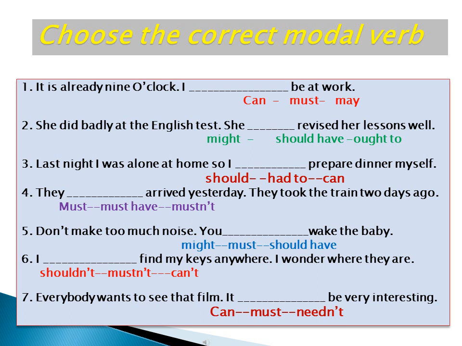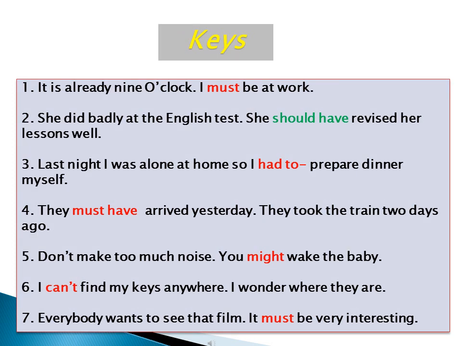6, I find my keys anywhere. I wonder where they are. So shouldn't, mustn't, can't. 7, everybody wants to see that film. It be very interesting. Can, must, needn't. Okay, so here please pay attention. You have modals, and you have a perfect modal in the perfect tense. So you have, for example, should have, must have. So pay attention to the use of these modals.